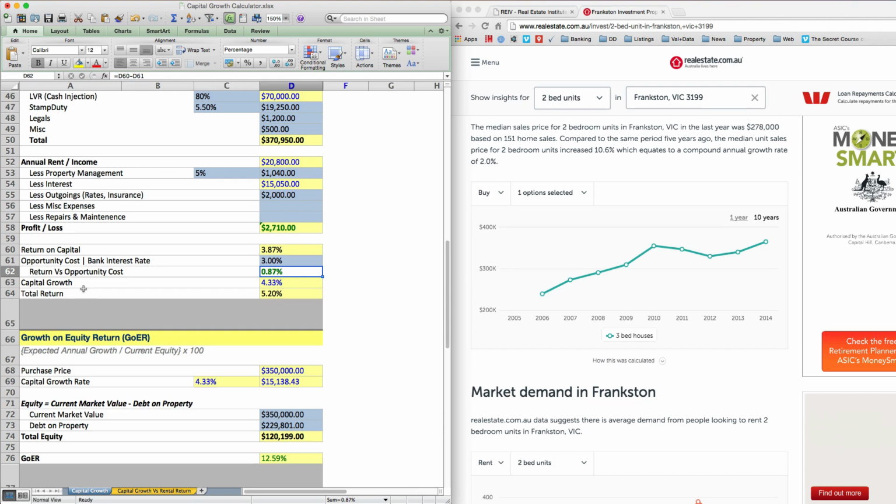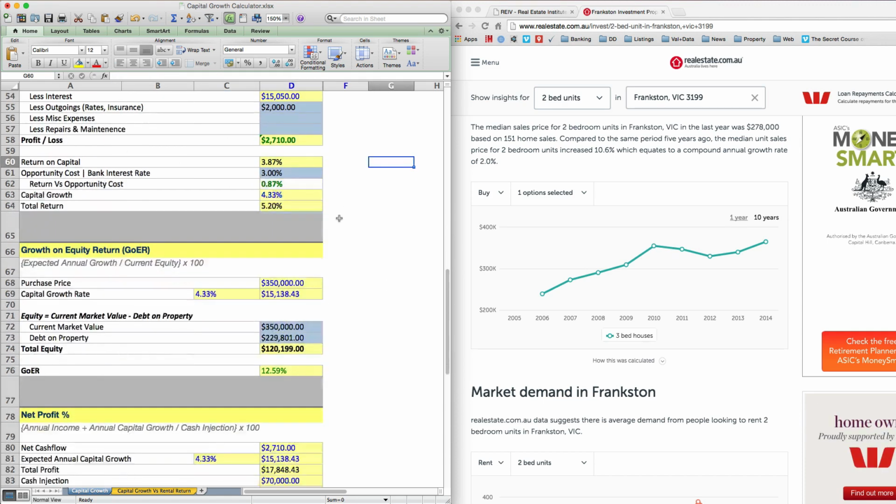And then you've got capital growth, which was that, and the total return, which was capital growth plus the rental yield, which was 5.2%. So you actually have to look at the complete picture rather than just, okay, that's the rent, that's what I get. So that's looking at the complete picture.